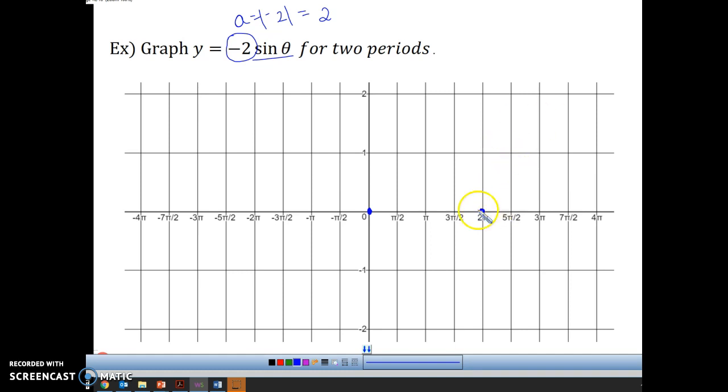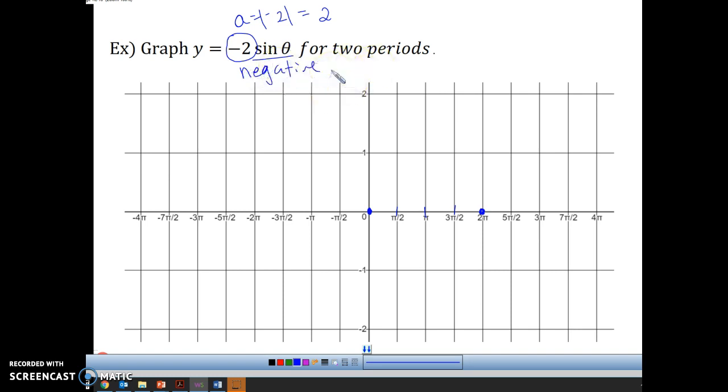So again, I'll split this into 4 sections. I'm going to have a critical value at pi over 2, a critical value at pi, and at 3 pi over 2. And the way this goes is we have a maximum first. So my maximum would normally be at 2. This point would be at +2. However, notice we have a negative value.